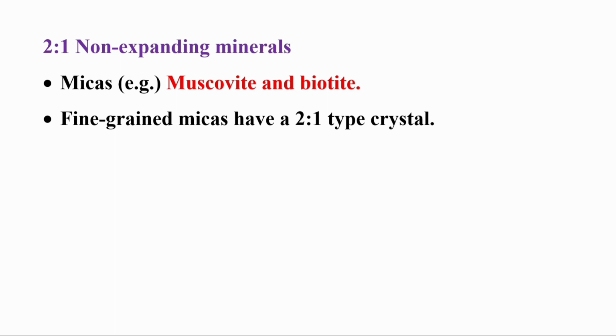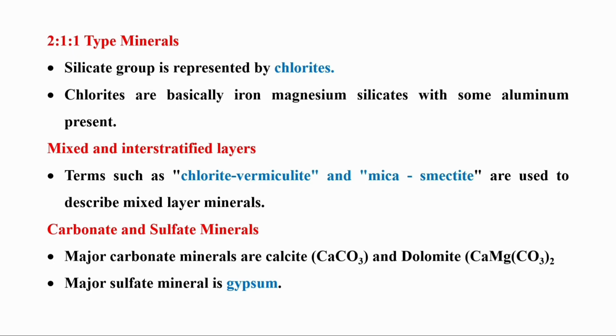Regarding 2:1 type of minerals, the silicate group is represented by chlorite, which is basically iron magnesium silicate with some aluminum. Examples of mixed and interstratified layers are chlorite-vermiculite and mica-smectite. Examples of carbonate minerals are calcite and dolomite, while gypsum is a sulfate mineral.